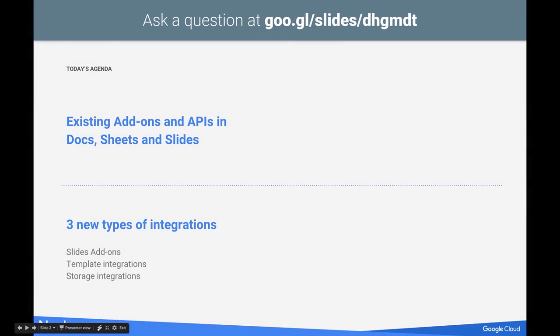Today, we're going to go over existing integrations that are offered by Docs, Sheets, and Slides, as well as introduce 3 new types of integrations that are currently in development. We have Slides add-ons, templates integrations, and storage integrations. We've been working with a number of partners on these new integrations, and I'm excited to have 2 of them with us here today to walk us through the integrations that are currently being worked on.